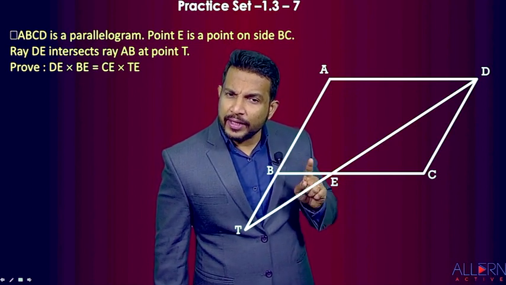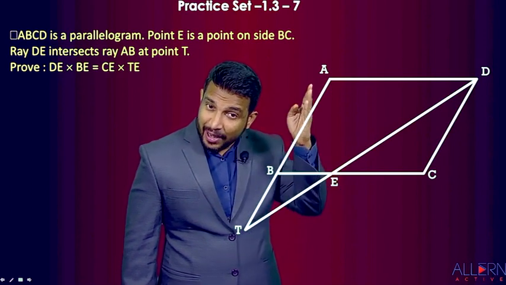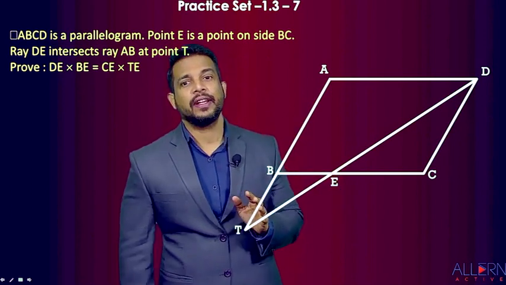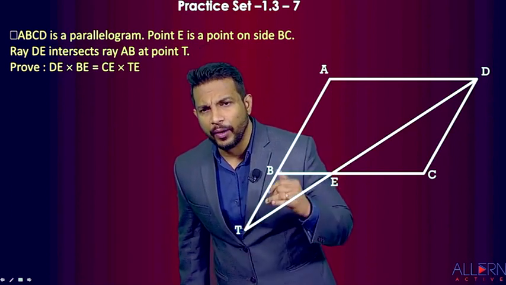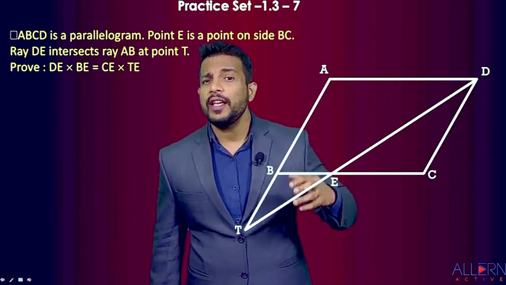E is a point on side BC. Ray DE is intersecting ray AB at point T. That means they intersect at a point T outside the parallelogram. We need to prove that DE into BE is equal to CE into TE.